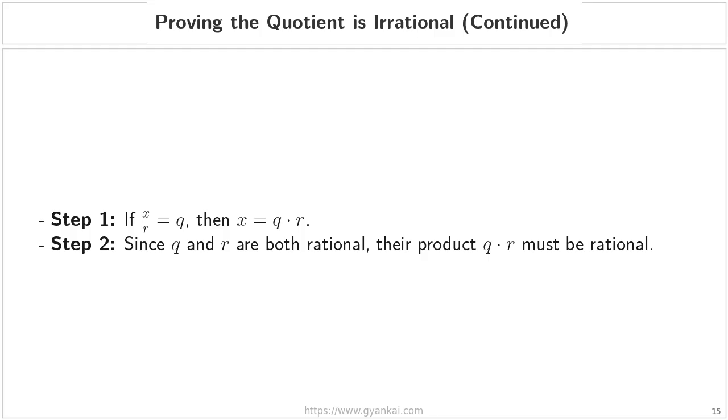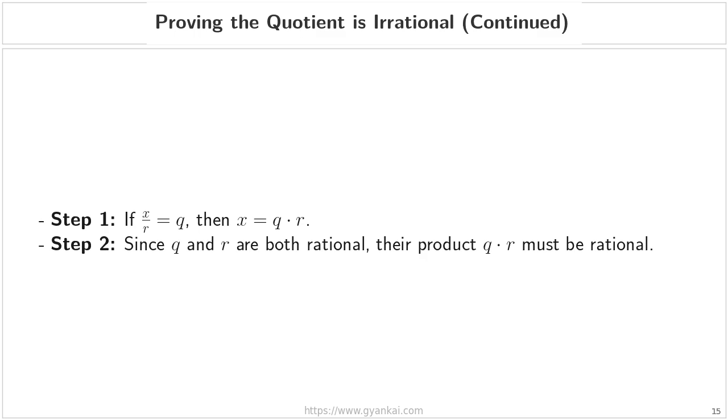We look at the right side of our new equation, q times r. Since we have already established that q is rational by our initial assumption, and we know r is a rational number by definition, we must apply the rule of rational numbers. The product of any two rational numbers is always rational. So, the expression q times r must be a rational number.